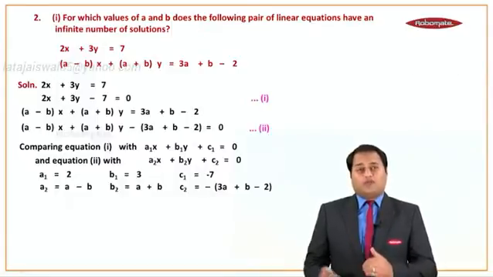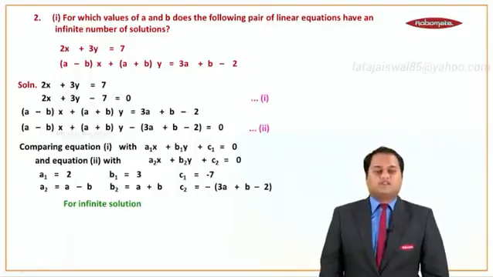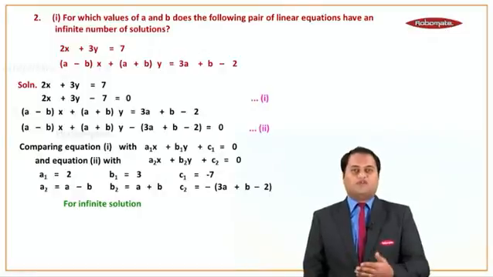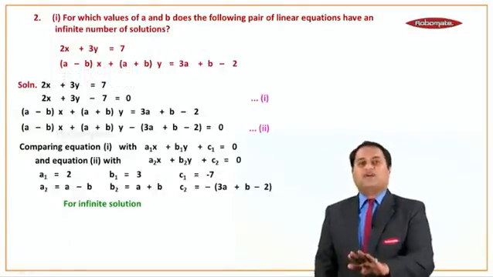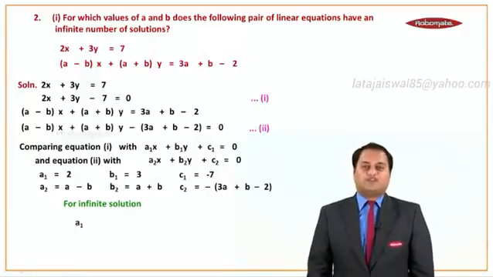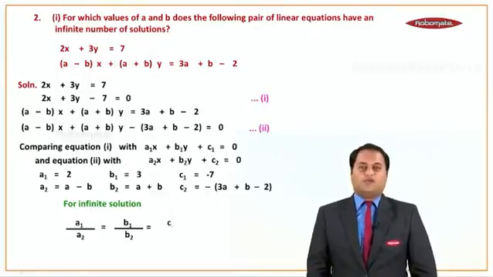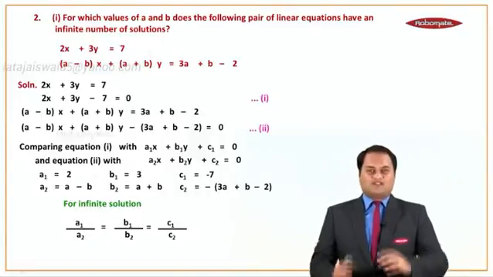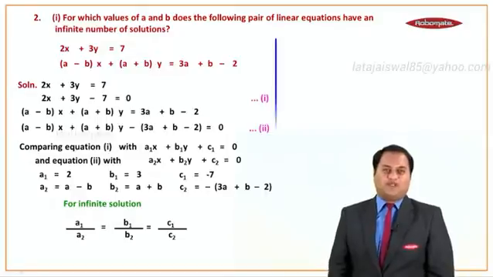Now then what do we do normally? We find the ratios, but here the condition given is for infinite solutions. We find the ratios to find whether the equations have got infinite solutions or a unique solution or no solution. But here it is already given that the equations have got infinite solutions. Now what is the condition for infinite solutions? a1 upon a2 is equal to b1 upon b2 is equal to c1 upon c2, right? Now let us substitute all these values in the given condition and you will get the values of a and b. Let's do it.